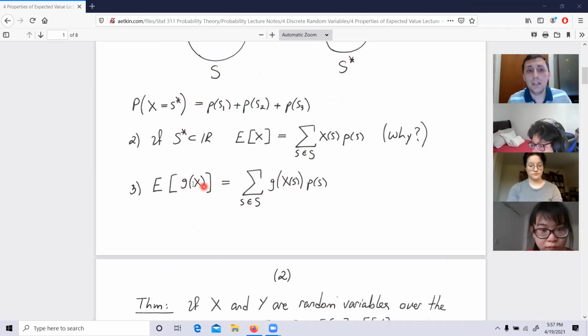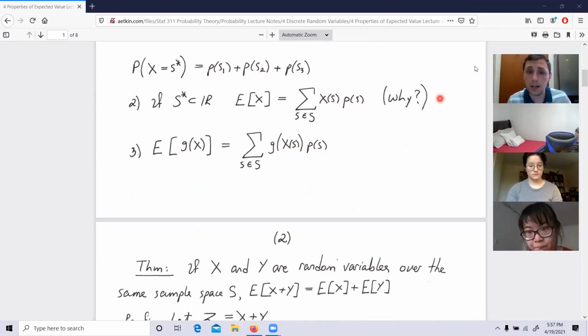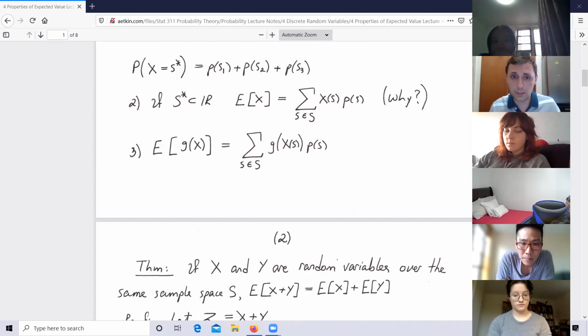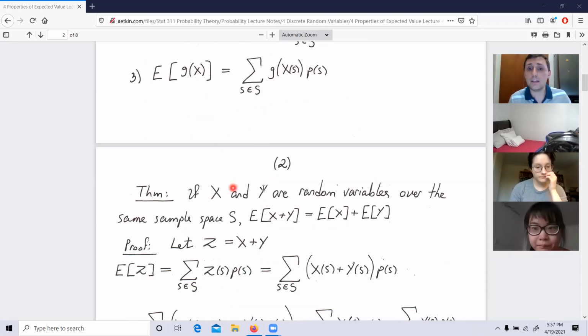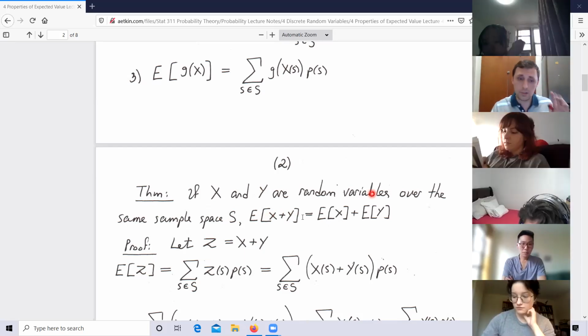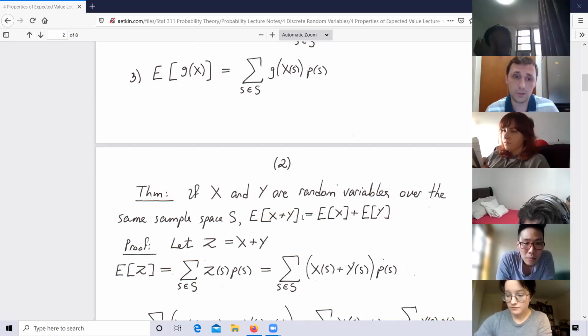And similarly, for the expected value of G of X, I can sort using the column S, using the first column. And I can calculate the expected value this way. This is a hugely important consequence of that result, guys. Look how easy the result is if you understand it. If X and Y are random variables over the same sample space, then the expected value of X plus Y, no matter what, is going to be the sum of the expected values of X and Y.